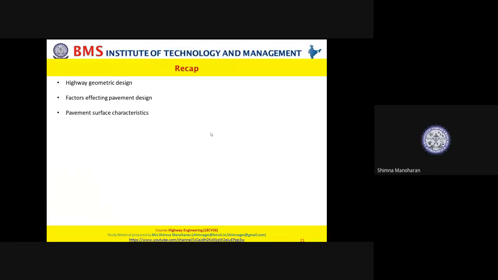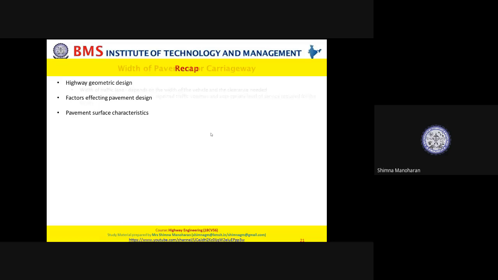So today's lecture will quickly have a recap of what we discussed in the last class. We had started with module 2, highway geometric design. In highway geometric design, we have seen the different design parameters and the factors affecting pavement design. Among the several highway geometric design criteria, we first discussed the pavement surface characteristics. In that, we have seen the influence of friction, the influence of light reflecting characteristics, and the unevenness of the pavement.